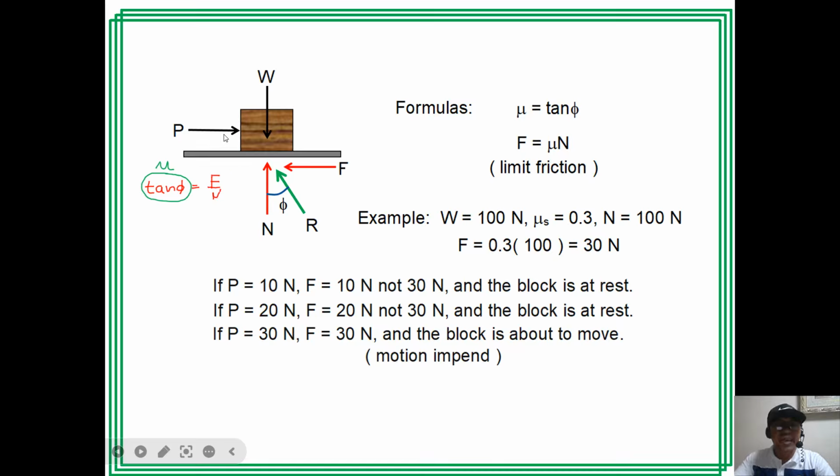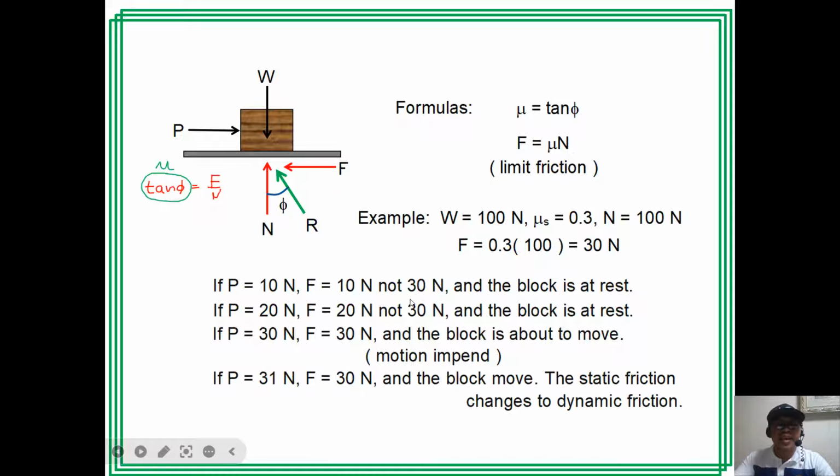Then, how about if your P is greater than 30? If P is greater than 30, let us say 31, 32, and so on, your F is at maximum, that is 30, and the block will move to the right. In this case, since there is already motion, the static friction will change to dynamic friction with other conditions given. If we have different coefficients of friction, usually the coefficient of dynamic friction or kinetic friction is lesser compared to the static friction.